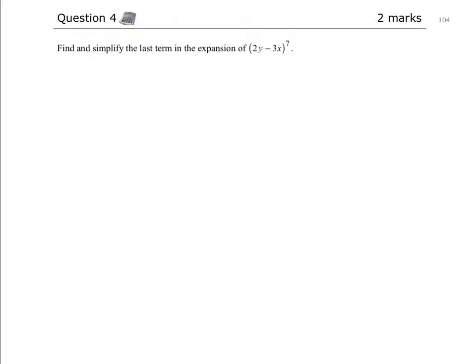Question 4. Find and simplify the last term in the expansion of (2y - 3x)^7. So this is a binomial expansion. We're just looking for the last term. Now to figure out the last term, we have to look at the exponent here. The number of terms is always one more than our exponent n. So this expression has 8 terms.